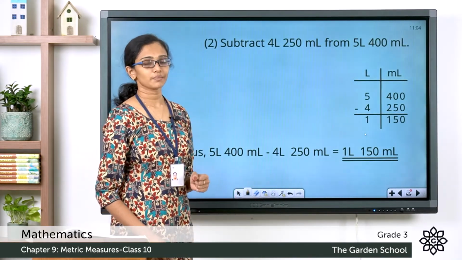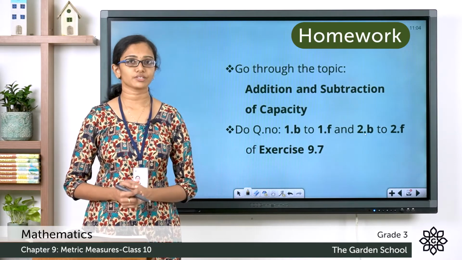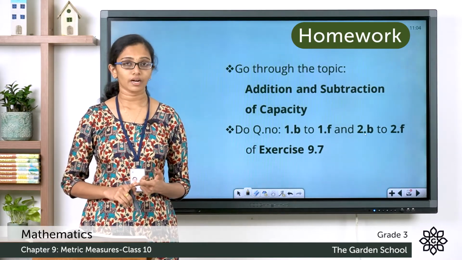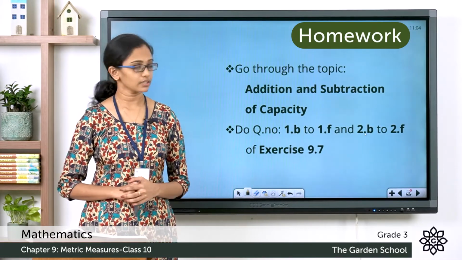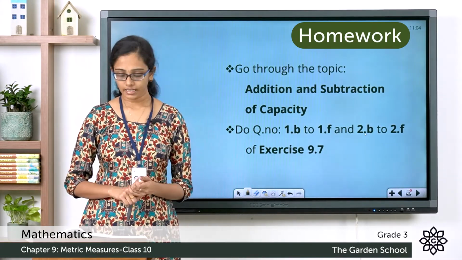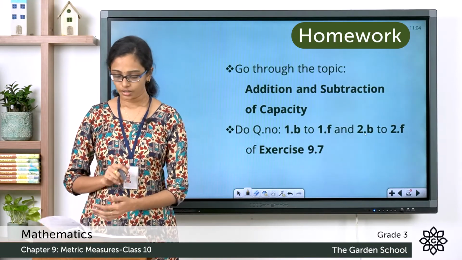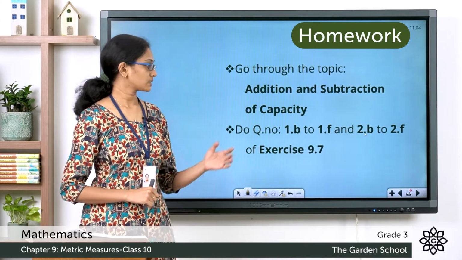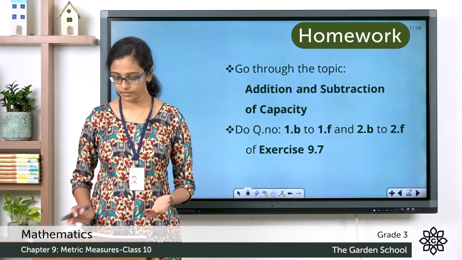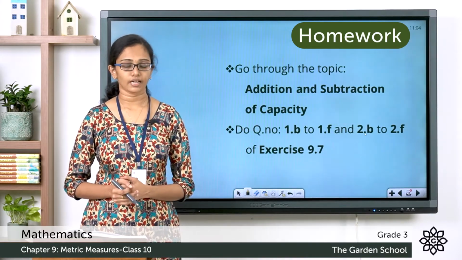I hope these examples are clear to you. Now you have to go through this topic, addition and subtraction of capacity, on page number 128, and then move on to exercise 9.7. We have already done questions 1A and 2A in the class. You have to complete the rest of the questions from 1 and 2, that is from 1B to 1F and also from 2B to 2F of exercise 9.7.